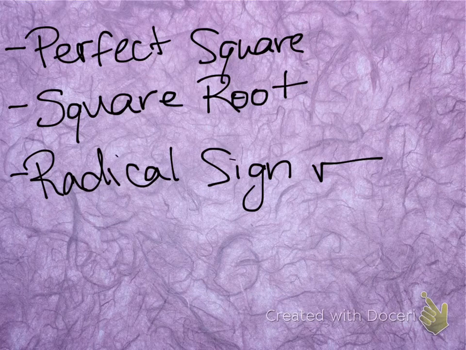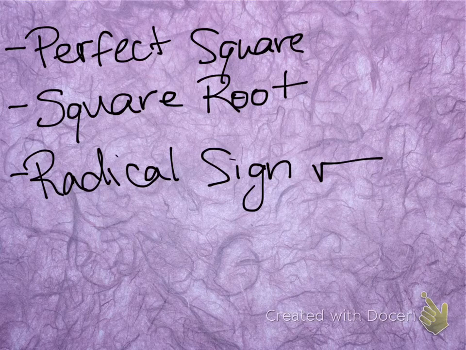Now the next thing is a square root. A square root is the opposite of a square. What a square root is, you're taking and figuring out what number times itself gives you the answer underneath the square root sign, which we call a radical sign. As you can see, it looks similar to a division sign, but it's got an extra little V-type shape on the end of it.